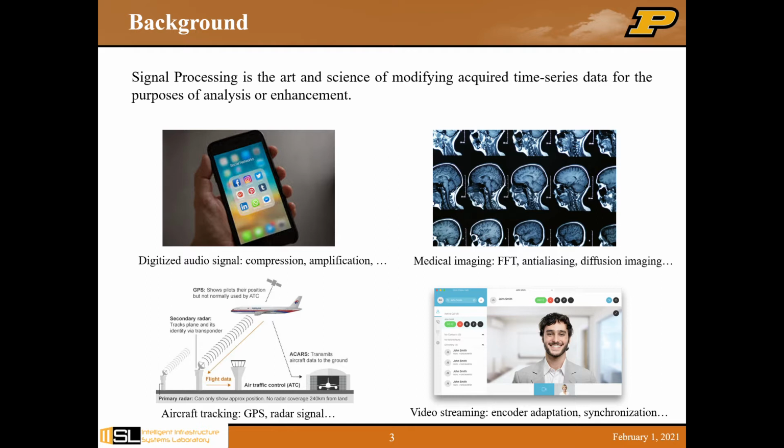Another interesting example is video streaming. These days, because of COVID-19 and working from home, people use WebEx and Zoom for meetings, right? How does that make sure that your voice, your screen, and your animation are shared and broadcast to the meeting participants in real time? That would also be very challenging and requires advanced signal processing techniques.